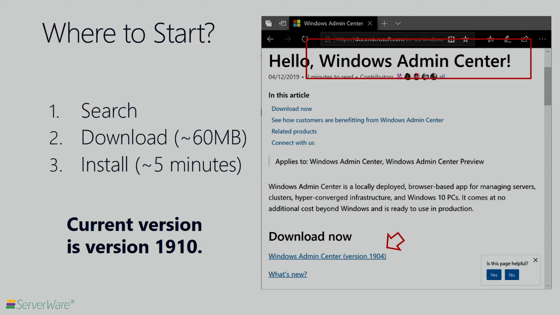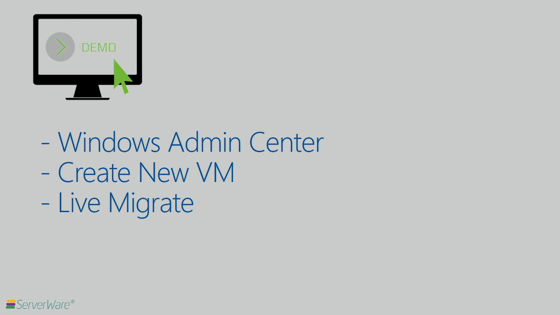Right now, the current version is still 1910. It is just about 50-60 megabytes, and it takes less than a few minutes to get it up and running. Okay, so let's jump to the screen and look at what Windows Admin Center is all about.